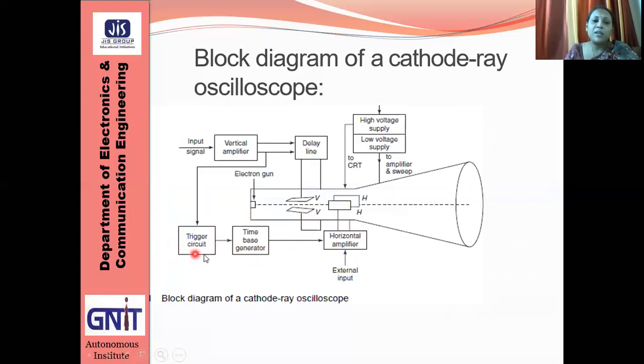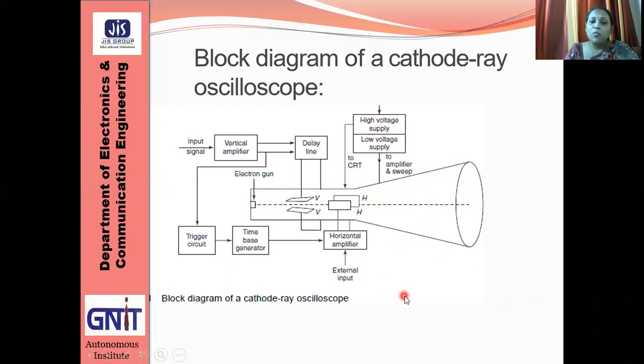So this is the trigger circuit. This trigger circuit is used to trigger the time-base generator. If the time-base generator is not triggered, then we will not get any horizontal deflection in the CRO. Now one more thing is that high supply voltage is applied to the body of this CRT. This is actually the cathode ray tube.